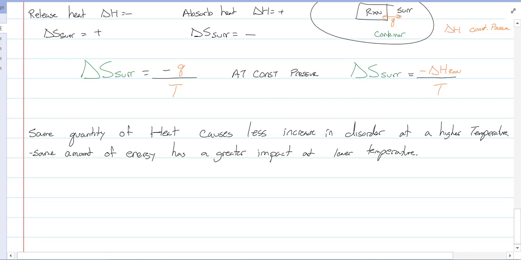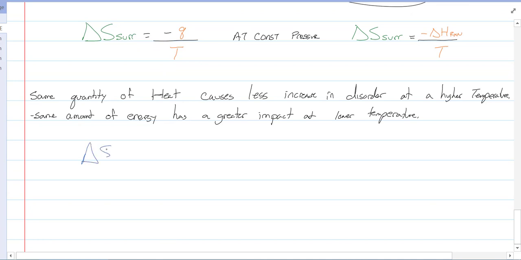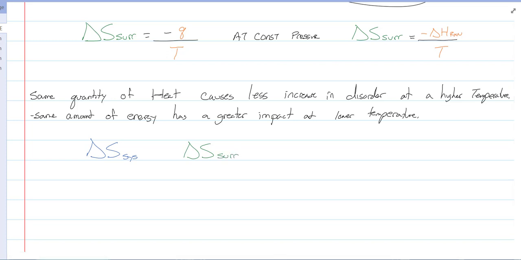So at low temperature, a little bit of heat makes a huge difference in the amount of entropy. At really very hot temperatures, a little bit of heat does not make that big of a difference. Now, if we look at delta S of the system or reaction, delta S of the surroundings, and delta S of the universe, if delta S of the system is positive and the surroundings is positive, the universe will always be positive. It will always be spontaneous.